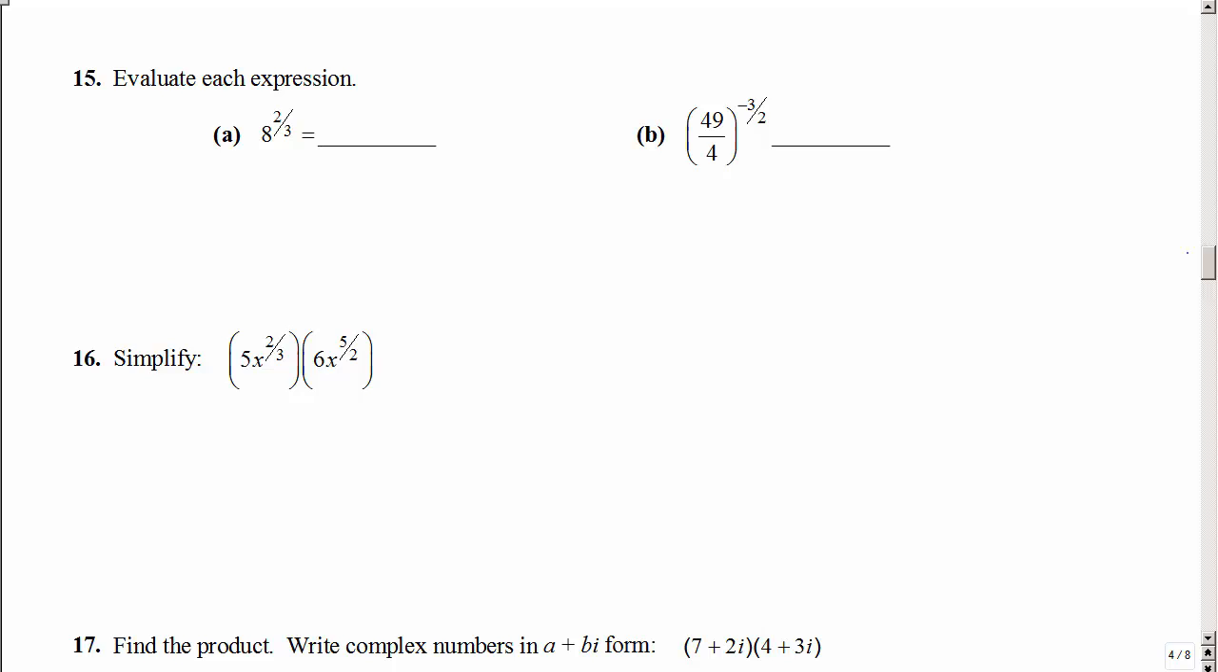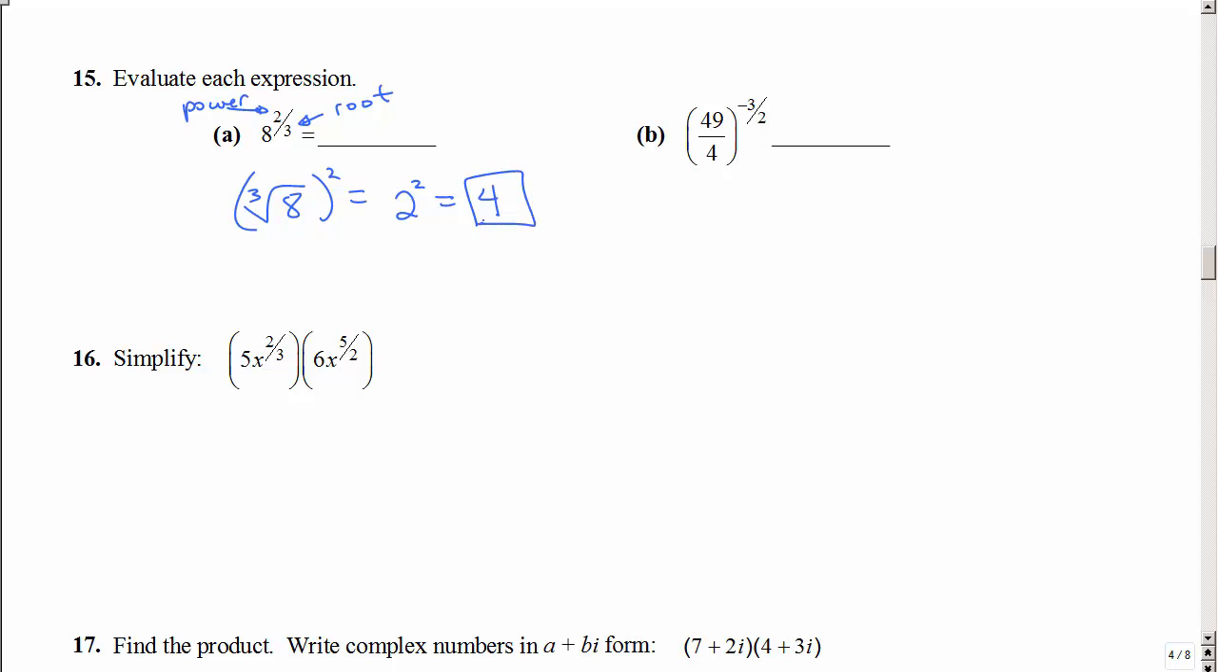Okay, so now we have some fractional exponents. Evaluate. Well, you have to know on a fractional exponent that the bottom number is the root and the top number is the power. You can do the power then the root, or you can do the root and then the power. I choose to do the root first because that usually gets you smaller numbers. So I want to take the cube root of 8 and then square it. So you should know the cube root of 8 is 2, squared.